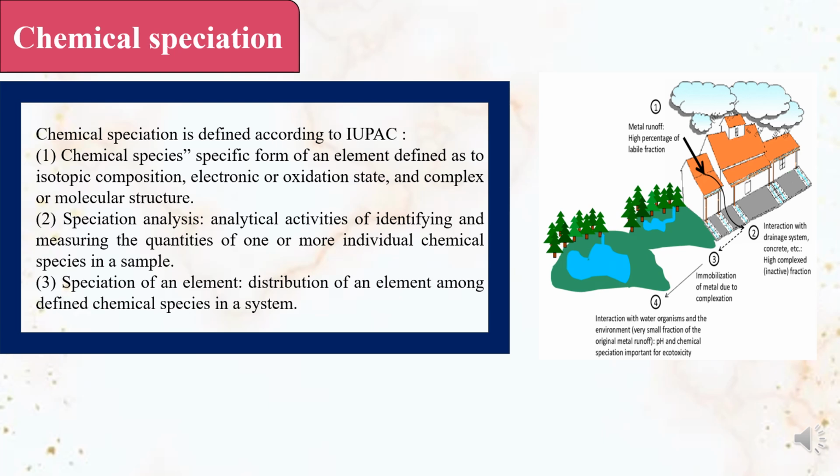Chemical speciation analysis is considered a valuable tool in drug development to improve drug efficacy and reduce its toxicity. One example is arsenic trioxide, which is used as a drug for the treatment of leukemia.